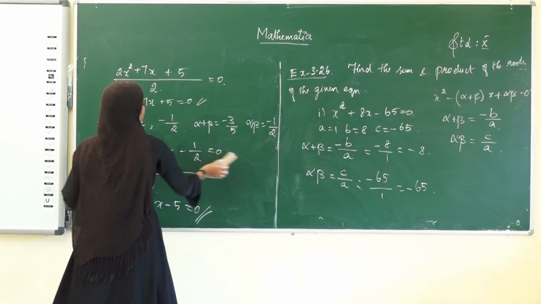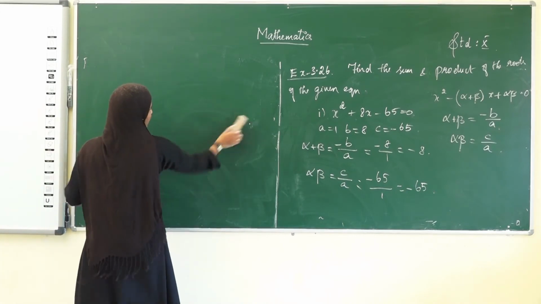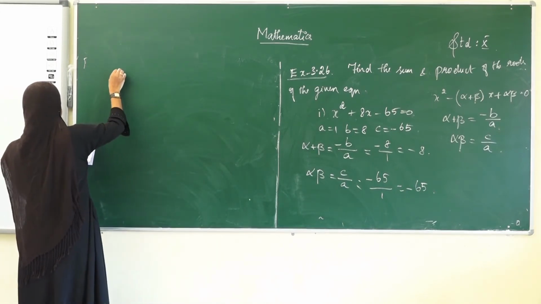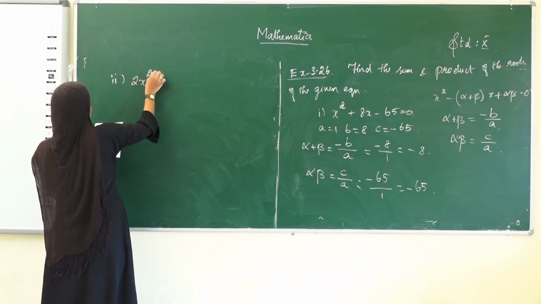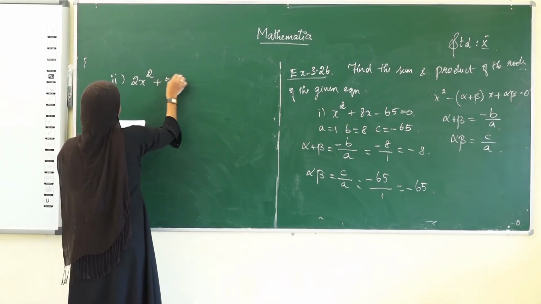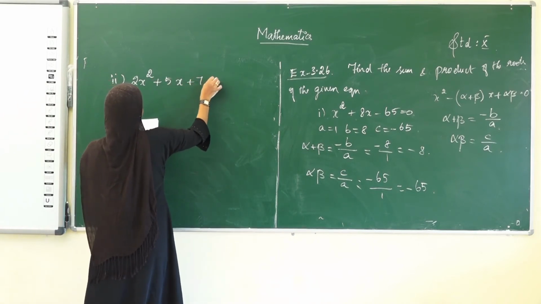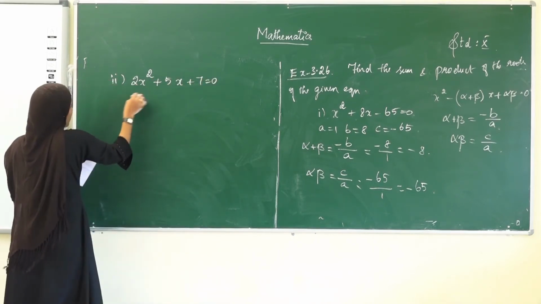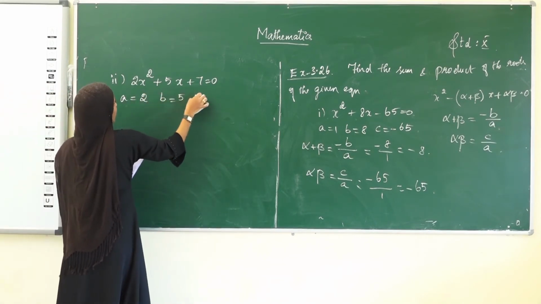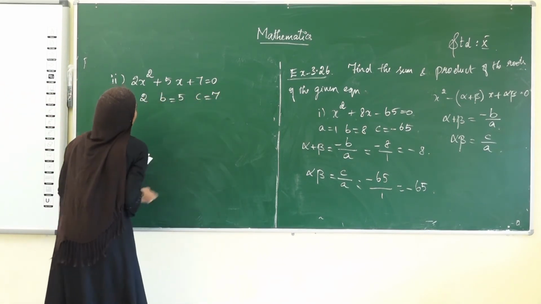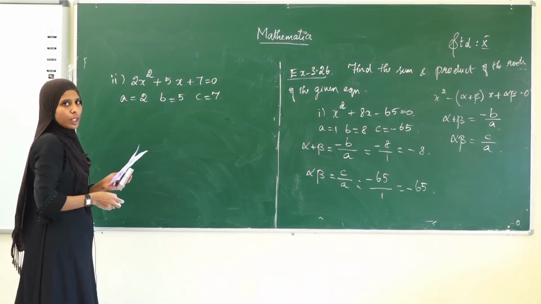Okay, now the second subdivision. See the second subdivision. What is the equation they have given? The second equation is 2x squared plus 5x plus 7 equal to 0. From this equation, what is a? A is 2, and what is b? B is 5, and what is c? C is 7. We have to find the sum of the roots and product of the roots.